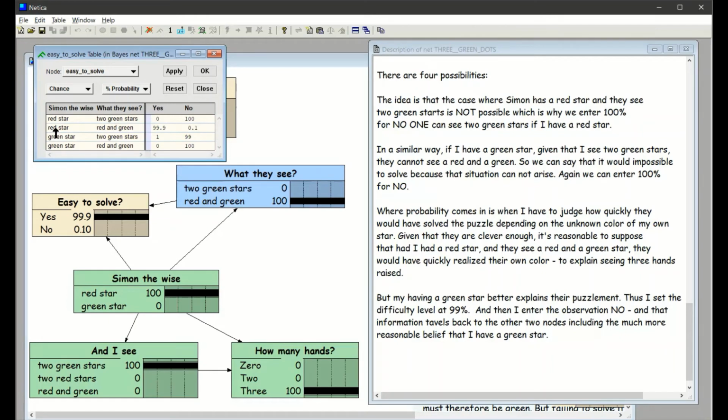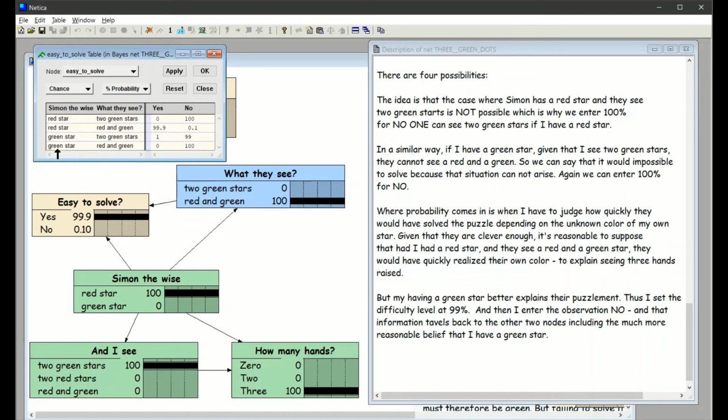If, on the other hand, you had a red star and they saw the only thing they could see, namely a red and green star, well then, would it be easy to solve? Well, given that they are advisors after all, they would have recognized immediately, either one of them, that they must have a green star. So we can safely say that at 99.9% we're sure they would have recognized. So we can say, yes, it seems it would have been very easy to solve.